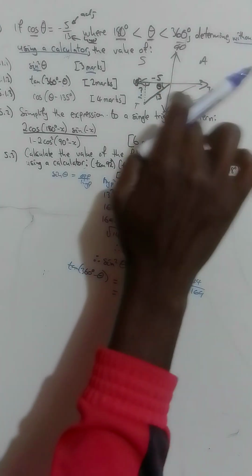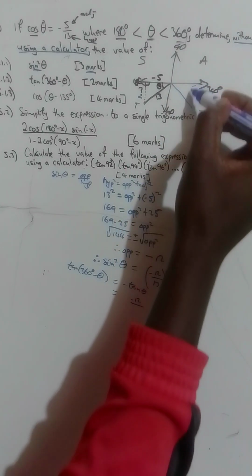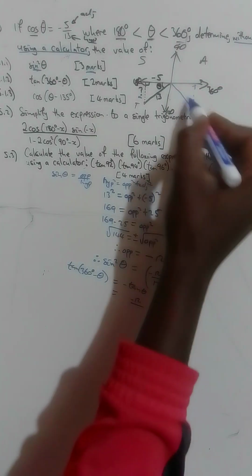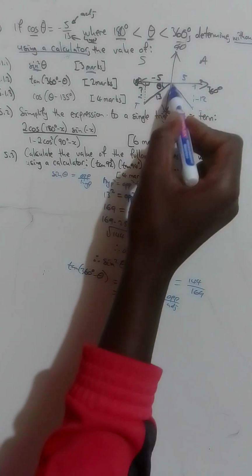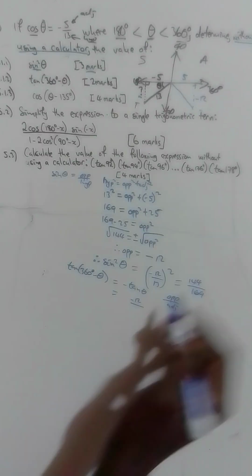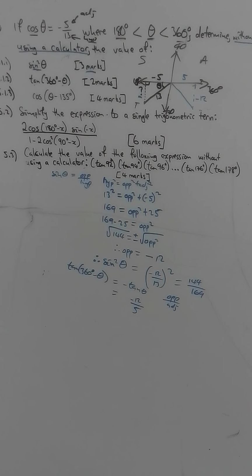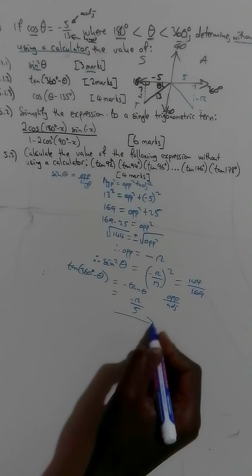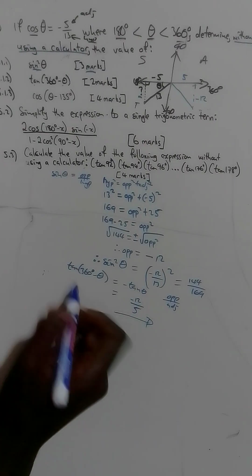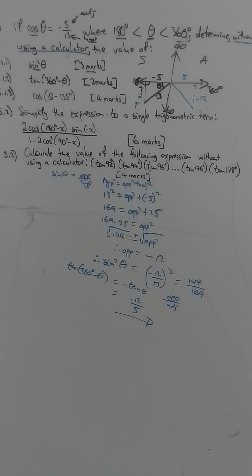Let me just do this. So here we've got a negative 12, but here the adjacent, the x-axis, is now positive. So we've got a positive like this, right? Which now gives us a negative 12 over 5. That's your final answer for tan (360 minus theta). Negative 12 over 5, that's your final answer, right?